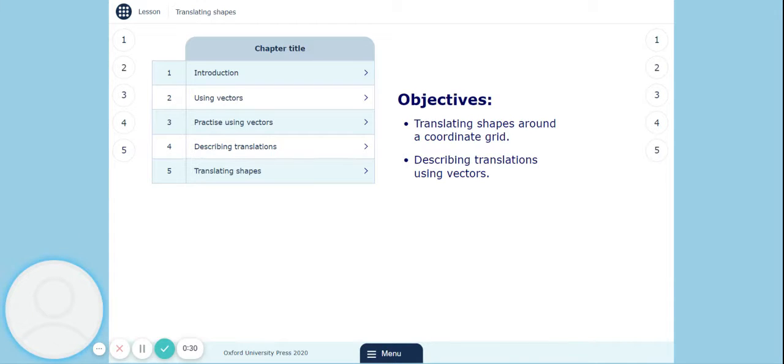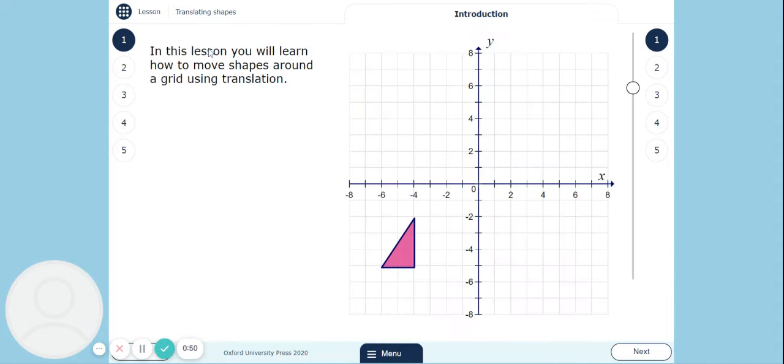I'm going to talk you through this MyMaths lesson, and also talk you through the homework, and then you'll have a go at doing the homework yourself as your exercise. Okay, so objectives today are to look at translating shapes around a coordinate grid and to describe translations using vectors. Okay, so in this lesson you will learn how to move shapes around the grid using transformations.